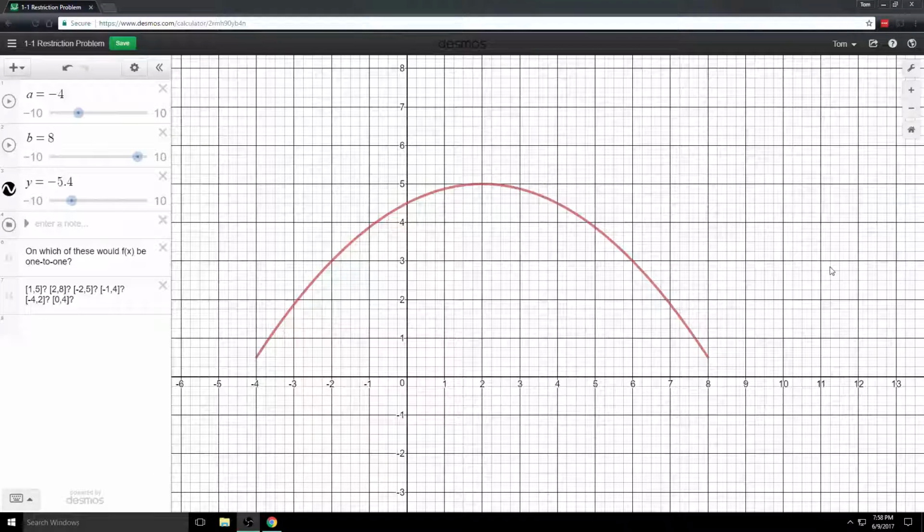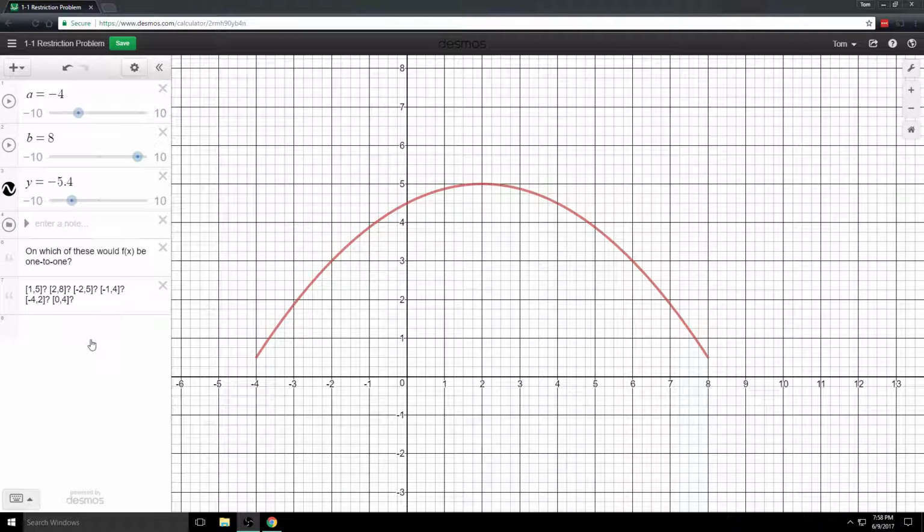All right, in this video, we're going to talk about one of the homework problems. It says, on which one of these domains would the function pictured here be a one-to-one function? And then they list a bunch of possible choices here: 1 to 5, 2 to 8, negative 2 to 5, 1 to 4, negative 4 to 2, and 0 to 4.